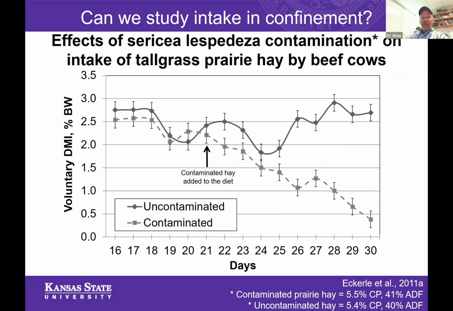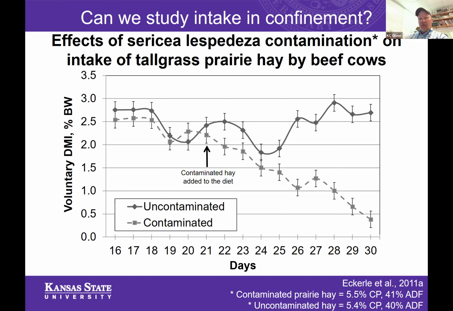We had a group of 50 cows that we fed an uncontaminated prairie hay, which didn't have any Sericea in it, for a period of 21 days. Then on day 21, we switched half of those cows over to a hay source that had been harvested the same week as the uncontaminated hay source, but it had a 19% stand of wild type Sericea in it. As soon as we made that switch, there was a small decline in intake that lasted about 4 days.